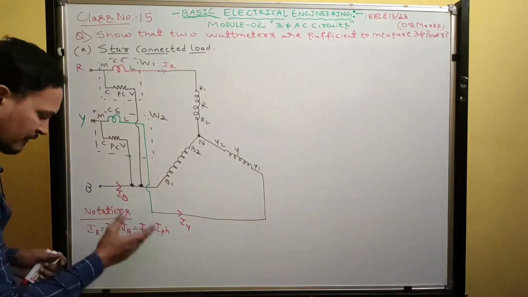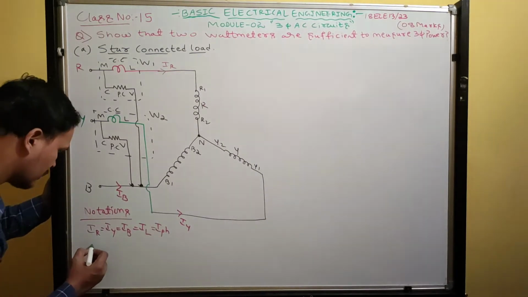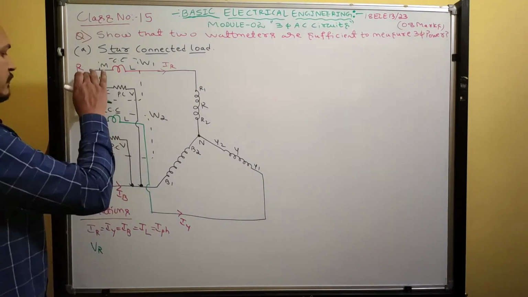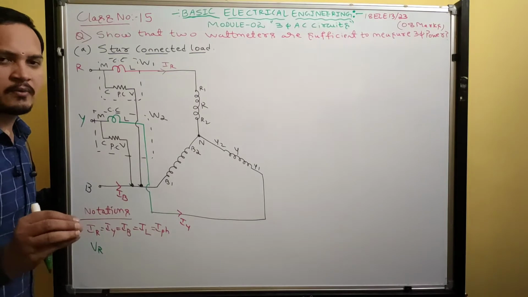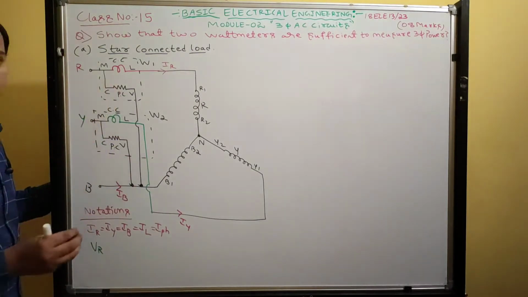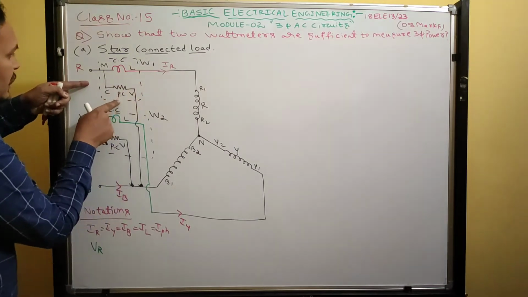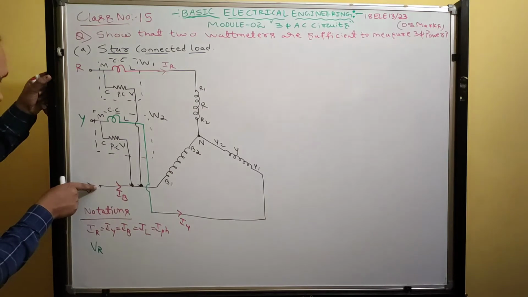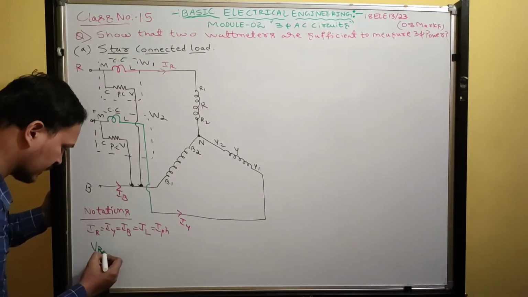So what are all these? Phase currents. Then what about the line voltages? You can write VRY, VYB and VBR; any combination you can write. But we are concentrating on where our potential coils are connected. The potential coil of W1, where is it connected? Between the R line and the B line. Between R and B, this potential coil of W1 is connected.